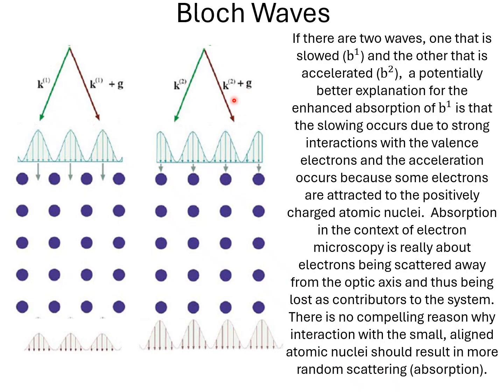Now, whereas Bloch wave 1 is, let's say, traveling through the electron cloud surrounding the atomic nuclei, and it is absorbed.